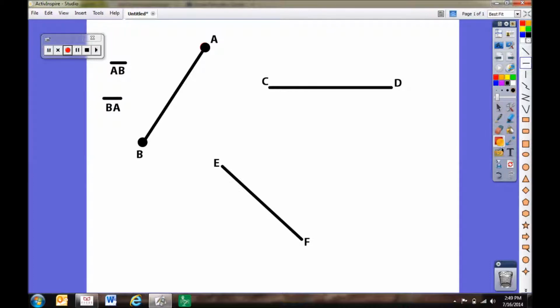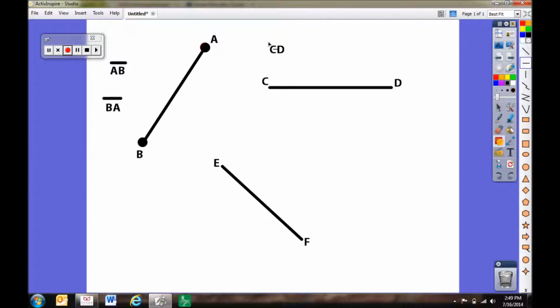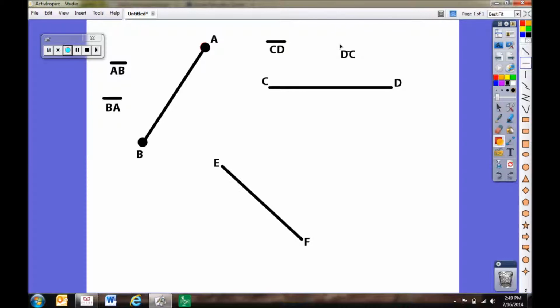Let's go over to this one. If you paid attention, this should be easy from here on out. This one you could label line segment CD, and of course you cannot forget, because you're going to see it all year long, bar on top. So say line segment CD, and of course you could also name it line segment DC. These are the two correct names for this line segment. Notice the bar has to be on top. Now, I want you on your separate sheet of paper to name the two names for this line segment right here.